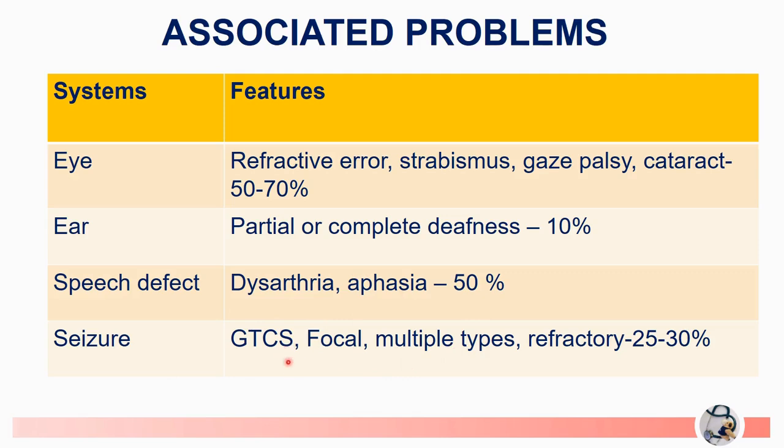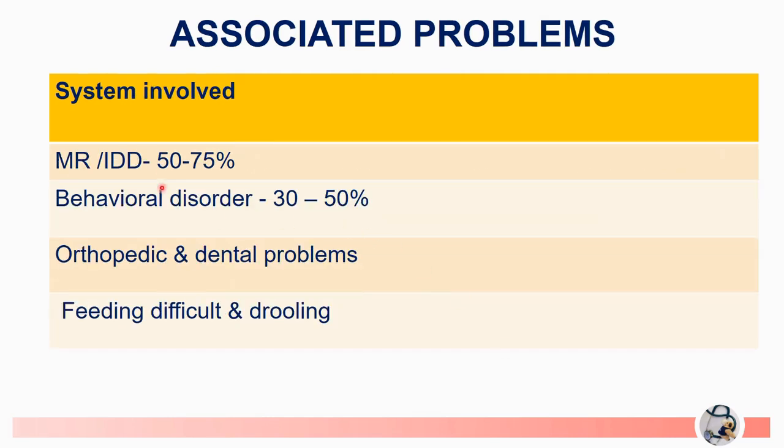And seizure is one of the common manifestations in a cerebral palsy child. There can be various types of seizure like generalized tonic-clonic, focal or multiple types of seizures, and many times 25 to 30% may have a refractory seizure which is difficult to manage. Then 50 to 75% may also have mental retardation or intellectual developmental disability. 30 to 50% have a behavioral disorder. And then there are orthopedic and dental problems. So the dental department and orthopedic department should also be involved. For behavioral disorder, many times we involve the child psychiatry department. And there can be feeding difficulty with drooling, so you should take care of the nutritional programs or how to feed the child with adequate calorie and protein.